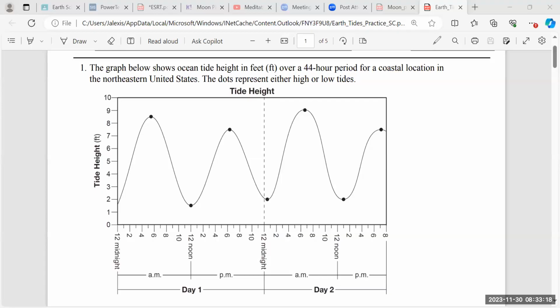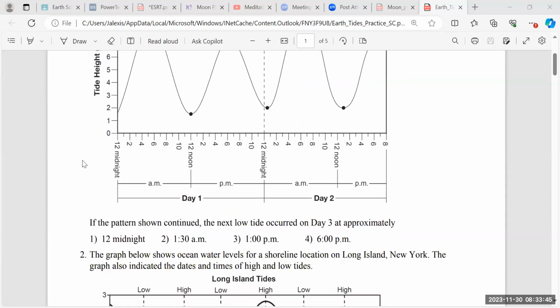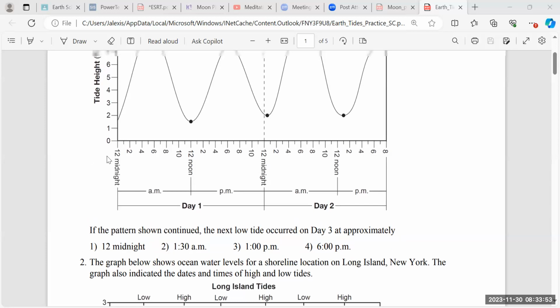All right. So number one says the graph below shows ocean tide height in feet over a 44-hour period for a coastal location in the northeastern United States. The dots represent either high or low tide. So the dots represent either high tides or low tides. And so the question says, if the pattern continued, the next low tide occurring on day 3 at approximately what?